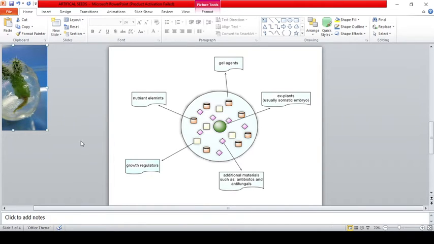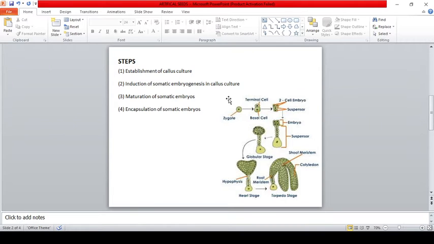And we should know the steps involved in artificial seeds. First thing is that in artificial seeds, zygotic embryos will not be used. Only somatic embryos will be used. It's the first important point. Somatic embryo means using somatic tissue, not the reproductive tissue. Somatic tissue means leaves, stem, flowers. Those are called somatic tissues.